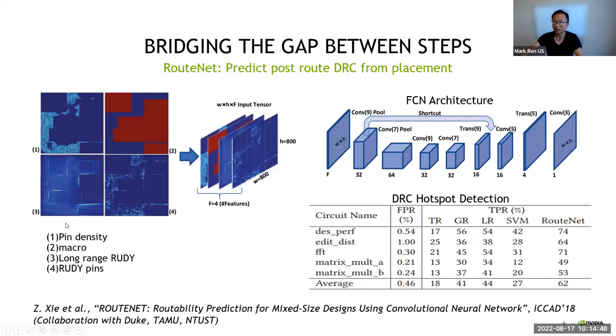So this work uses features available at the placement step to predict the DRCs after routing. The features include pin density, macro placement, and some simple routing estimation based on the RUDY algorithm, and it is able to do DRC hotspot prediction based on a fully convolutional neural network model. This is also called UNet. So you have an image coming in, it's compressed, basically downsampled and then upsampled again for another image prediction, very commonly used in image segmentation tasks. So it's able to come up with better predictions than other methods, like SVM or linear regression. So this is powerful deep learning.